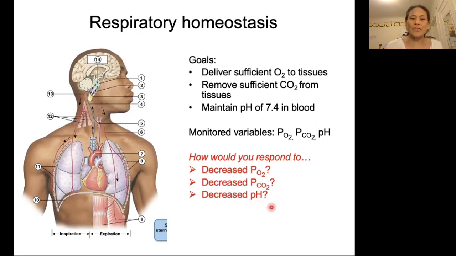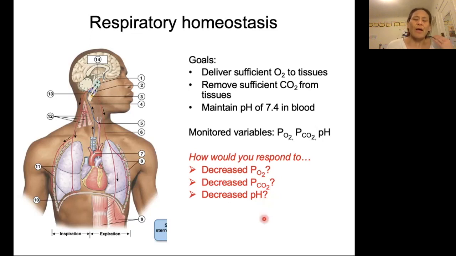That one's a little bit tricky. Decreased pH is associated with high CO2. You might need to refer back to your carbonic anhydrase reaction for that. Basically, if you have a low pH, that means your CO2 is high. What you want to do is increase your ventilation to bring your CO2 back down, and that's going to bring your pH back up.